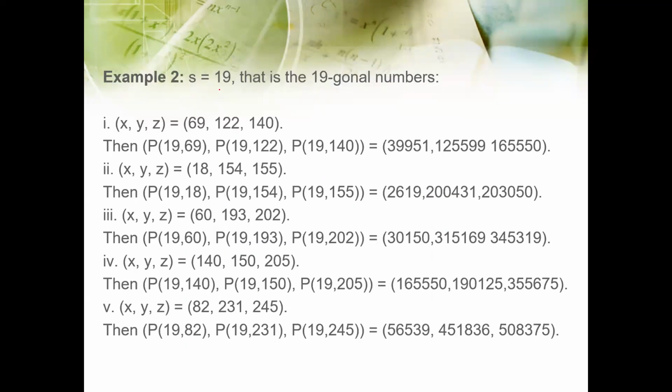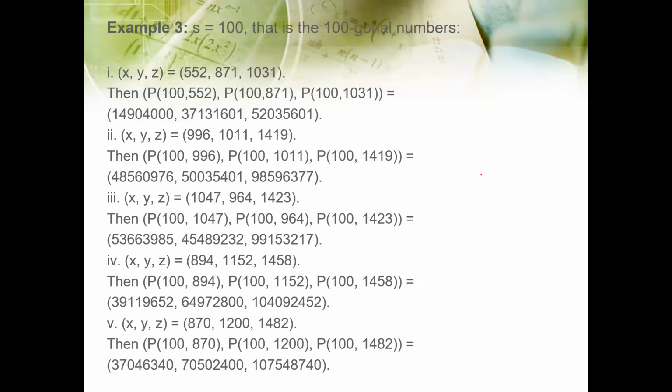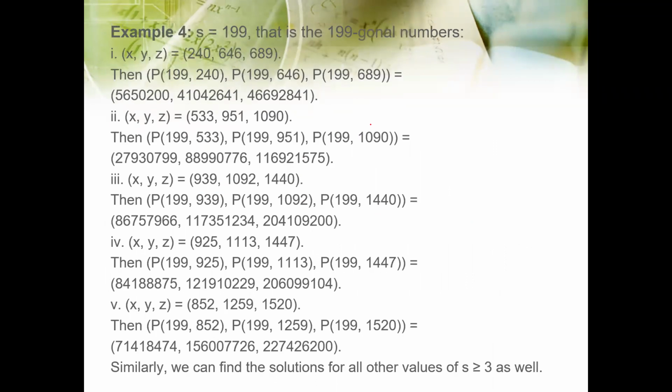And here s is equal to 19. So the 19-gonal number triples, some of them are that, and those are the corresponding 19-gonal numbers. And this is 100-gonal numbers. These are getting big, and the corresponding triples. And this is 199-gonal numbers.